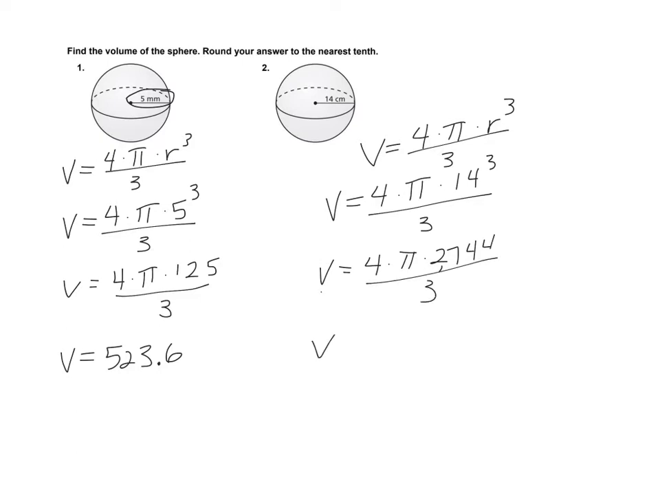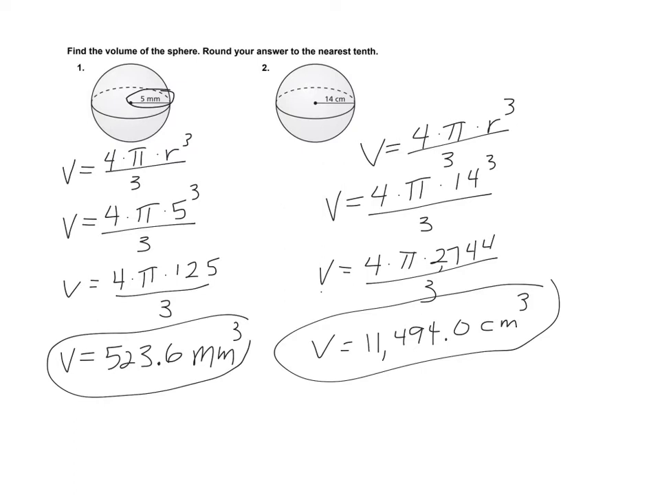Now, just using the calculator, I'm going to plug this all in. 4 times pi times 2,744 equals. Then I'm going to divide that by 3. The volume is 11,494. Rounded to the tenths place, it's going to be just 0. And the correct labels here would be millimeters cubed, centimeters cubed. And that's how you do the first two.